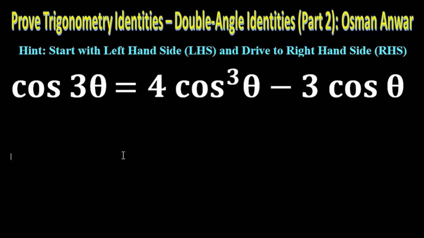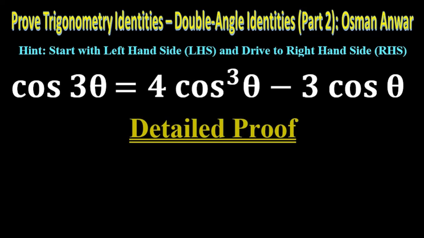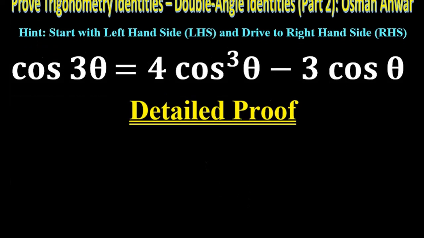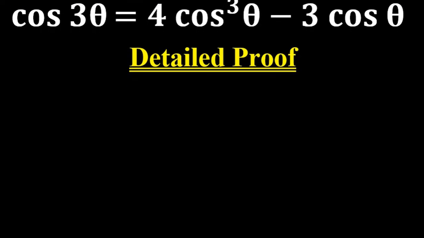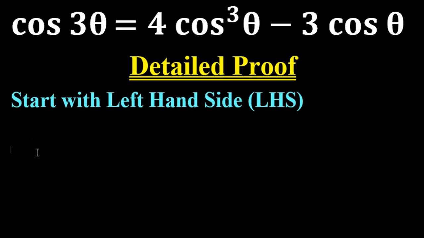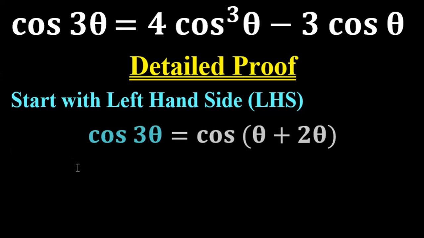The identity is cosine 3 theta equals 4 cosine cubed theta minus 3 cosine theta. And here is the detailed proof. We're going to start with the left hand side, which is cosine 3 theta, and we're going to write this equal to cosine theta plus 2 theta. We're going to write the 3 theta as theta plus 2 theta.